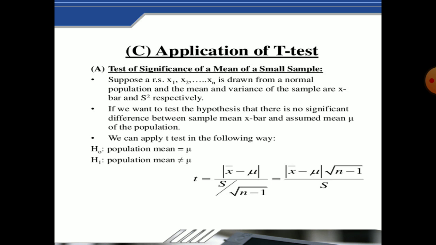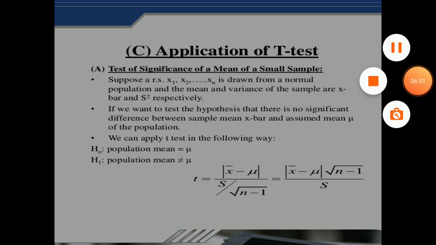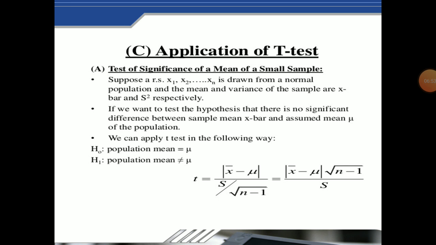Now, in the t-test of sampling, we will basically discuss three different tests. One is for the mean of the small sample, second one is the difference of the mean, and third one is the paired t-test. These are basically three things we will discuss in the small sample t-test. Now here comes your first test, that's the test of significance of a mean of a small sample.